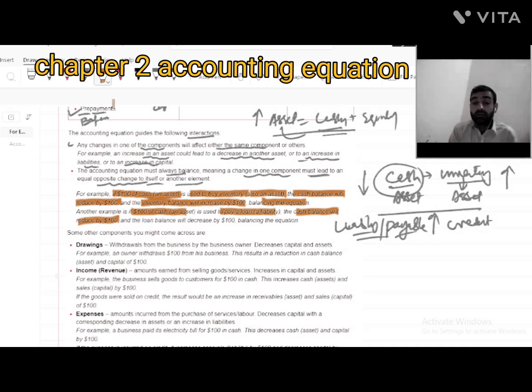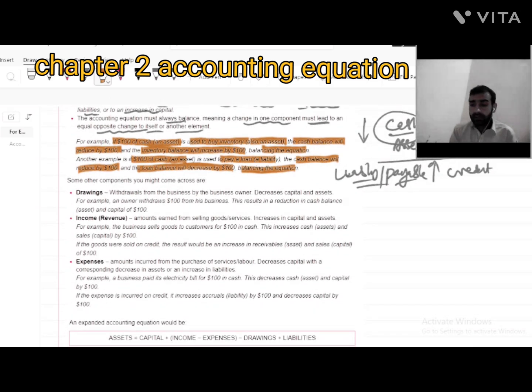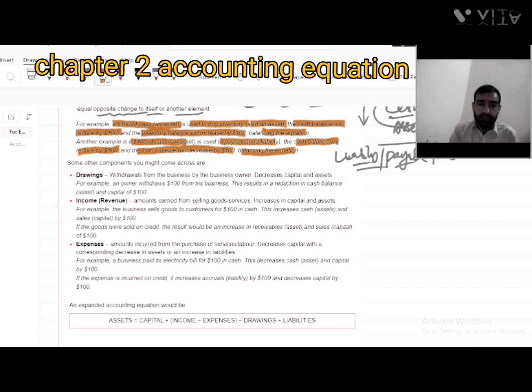Now let me show you some other terms that we have also discussed, about withdrawing: the amount that a business owner withdraws from their business. The withdrawals from the business by the owner are called drawings, which decrease capital and asset. For example, if the owner withdraws $100 from his business, the result is a reduction in the cash balance, an asset, and in capital by this amount. Now another word is income or revenue; both are interchangeable. There are some slight differences, but we are not diving into that, and we can look at these as interchangeable words.